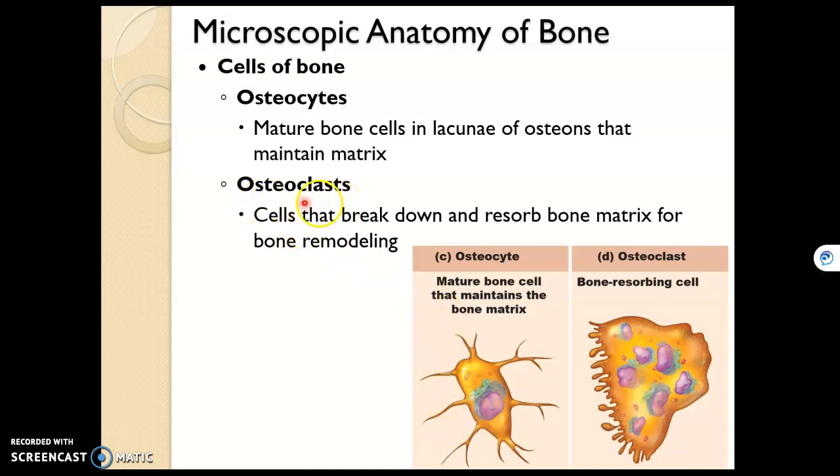An osteoclast breaks down bone, and the word for breaking down bone, real important, is resorb or resorption. And here's an osteoclast that has the enzymes to break down bone because calcium might be needed elsewhere in the body.